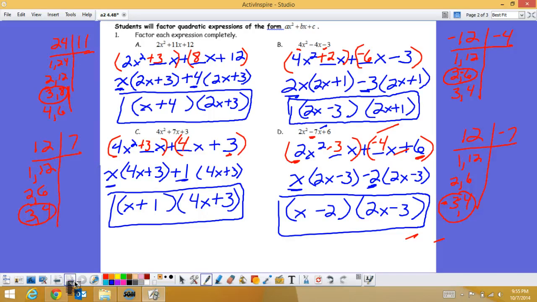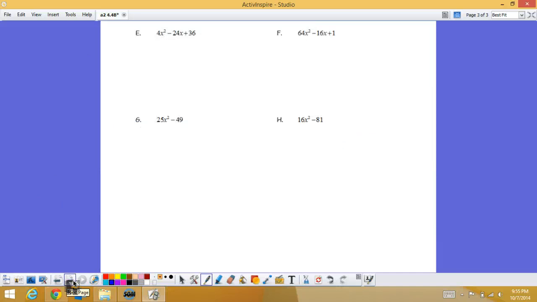Now in the next one, this one does have a greatest common factor. So in this one, what goes into 4, 24, and 36? 4 goes into all of those. And when we factor that out, we have x squared minus 6x plus 9.